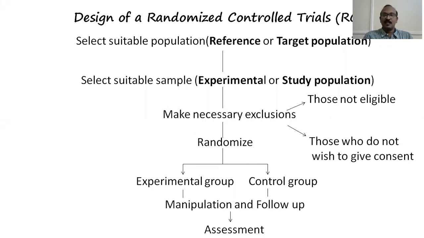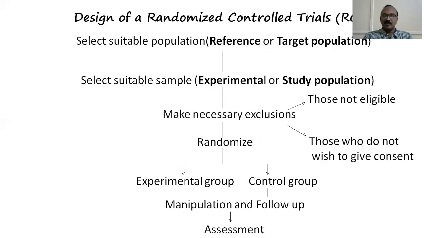In this experimental or study population, you make necessary exclusions by finding out those who are not eligible to participate in the study, and those who do not wish to give consent. After making these exclusions, the rest of the experimental or study population is subjected to a process called randomization, which is a statistical procedure where subjects are allotted into two groups based on a random number table, that is the experimental group and the control group.